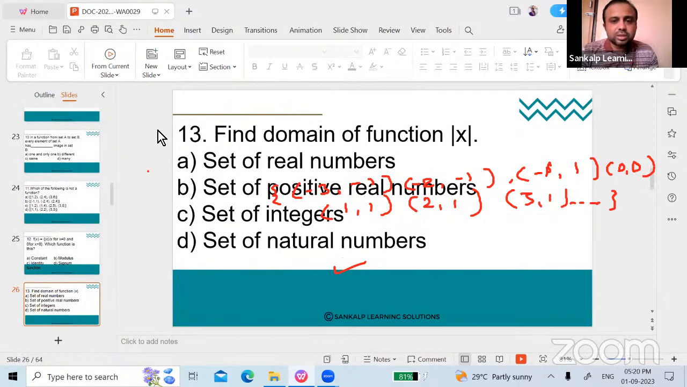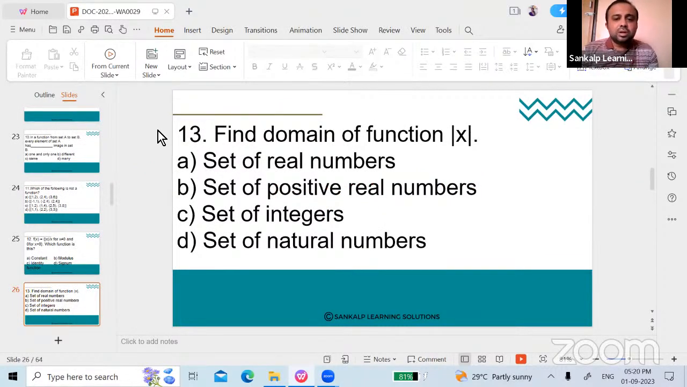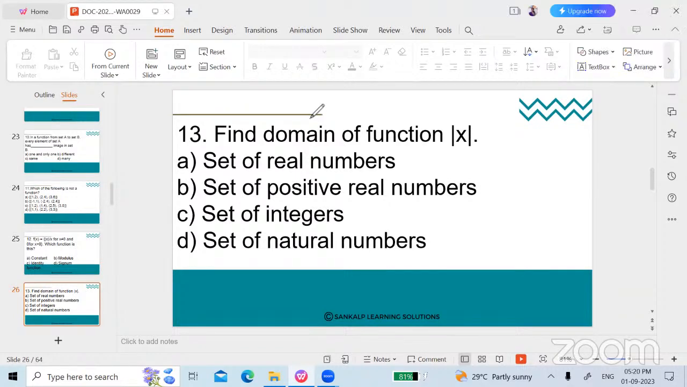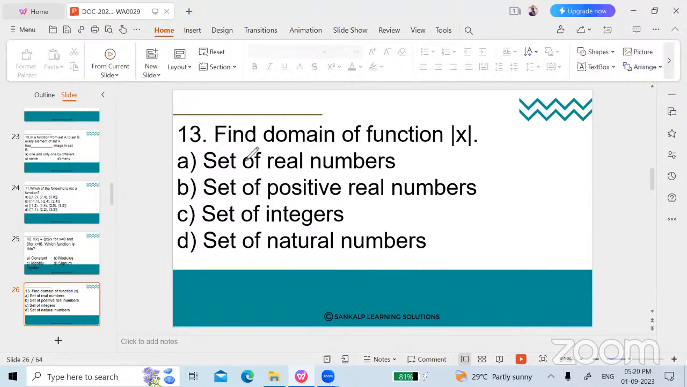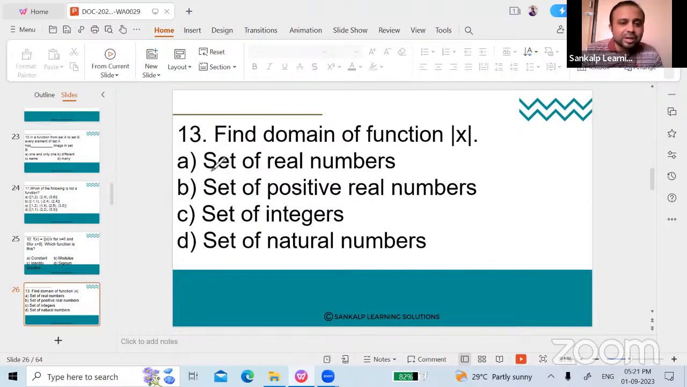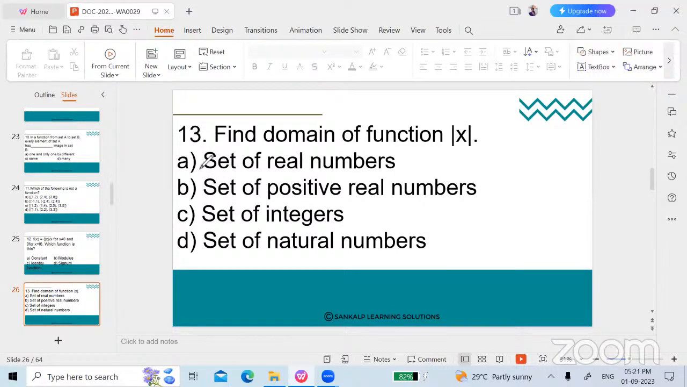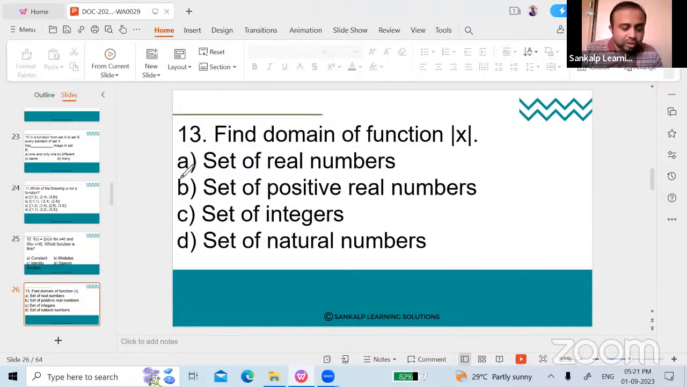Next question is, find the domain of the function mod x. Who will give the answer for this? The domain of the function mod x is what? Set of real numbers. Set of positive real numbers. Everyone is giving different answers. Try to give the answer with the explanation. Set of real numbers, why is it?